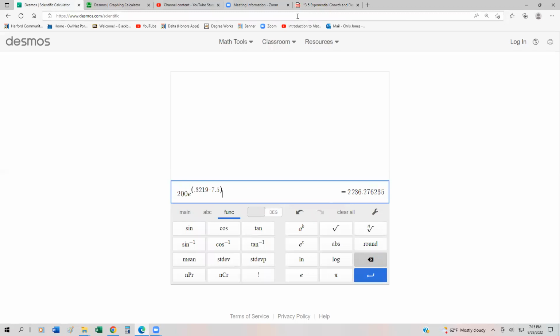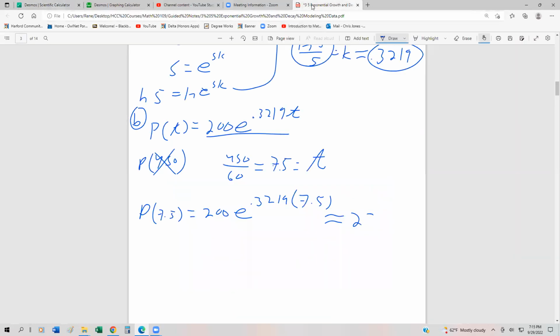So 2,236. At any time, we want to round these down. Remember, even if you had something like 0.99, you would round that down, because we can't assume that that's going to round up to a whole bacterium.